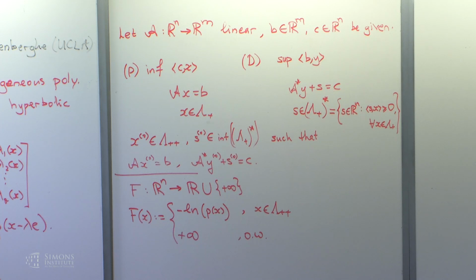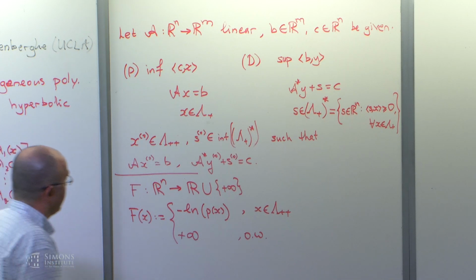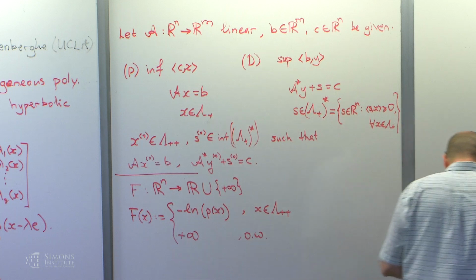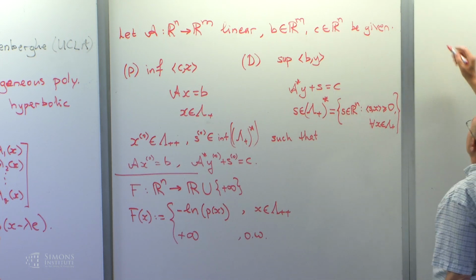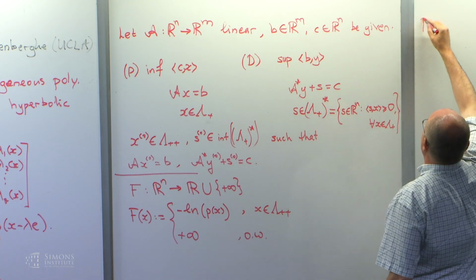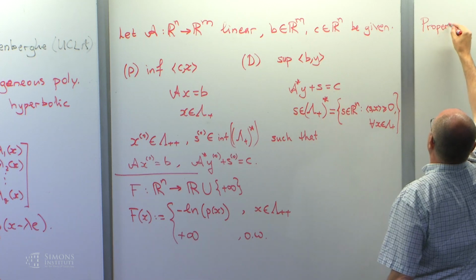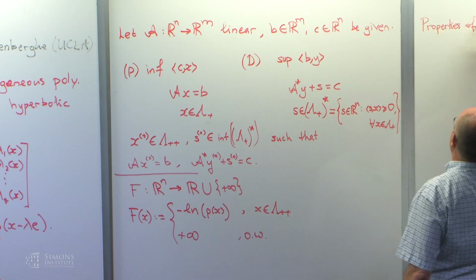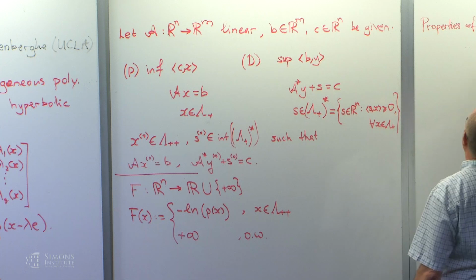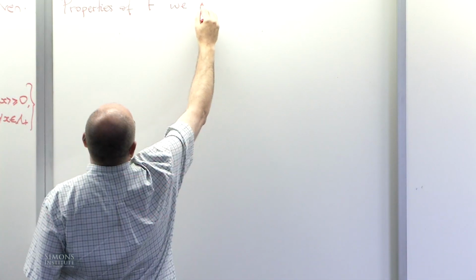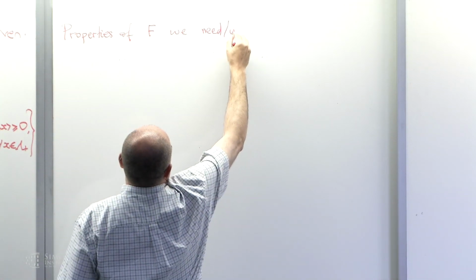So maybe I should start from the nice properties now before we forget. So properties of f we need to use.